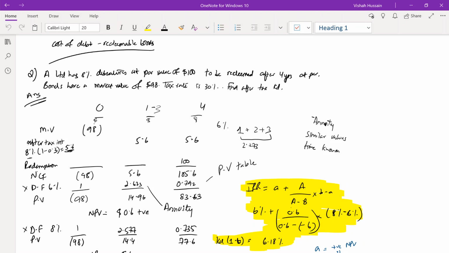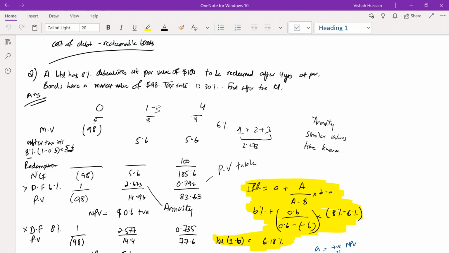Market value is $98. So that is the amount that you are paying in year 0 while buying the debenture. So $98 in negative. After tax interest is 5.6. How did I compute it as 5.6? 8% into 1 minus t, because after tax interest it is, right? So 8% is the interest amount, 1 minus tax rate is equals to 5.6. Okay.